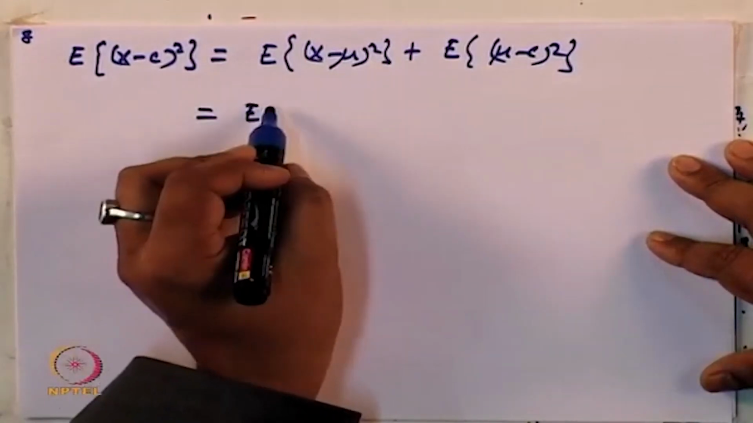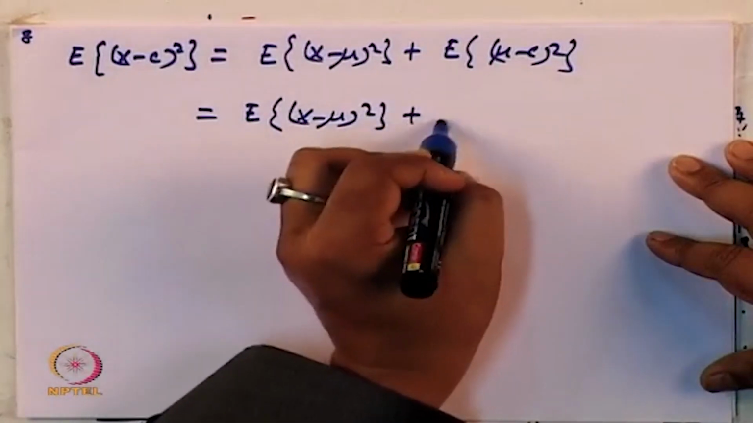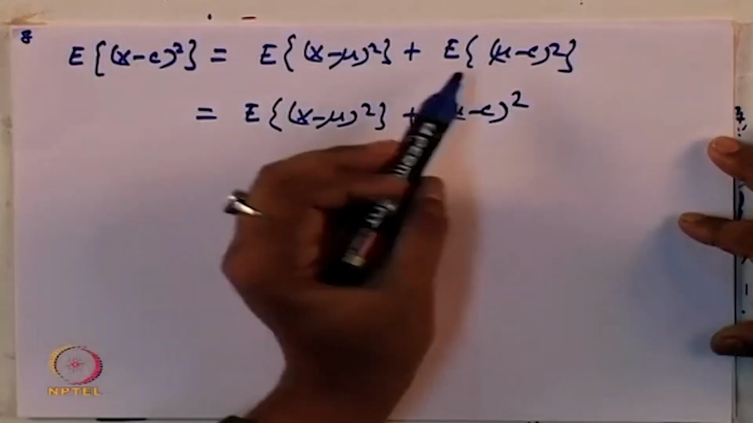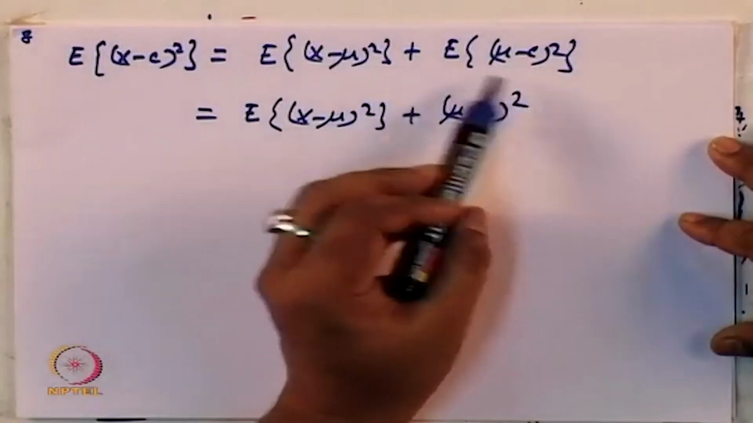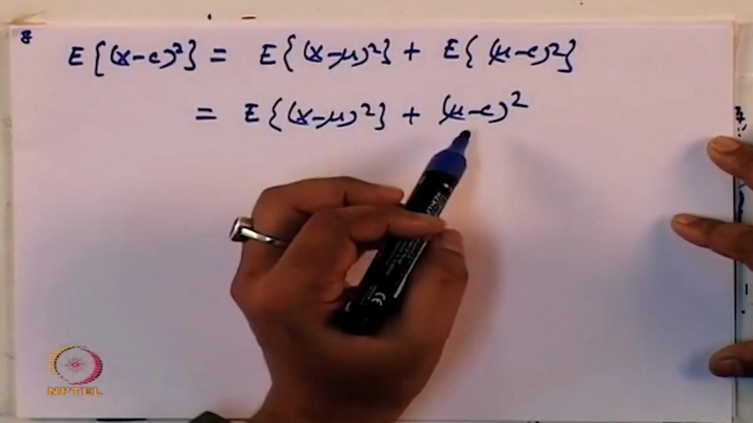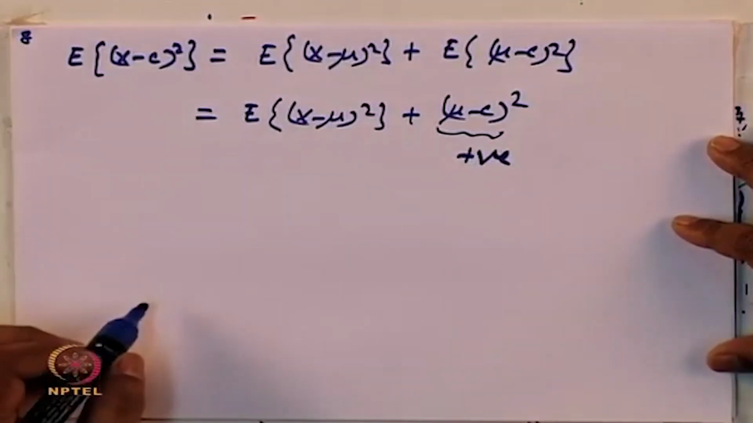So I can further simplify this. Expectation of this constant is simply that value, and (mu minus c) whole square is a square, so this is always positive.